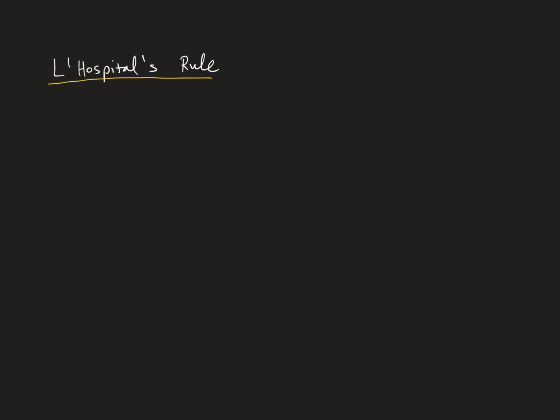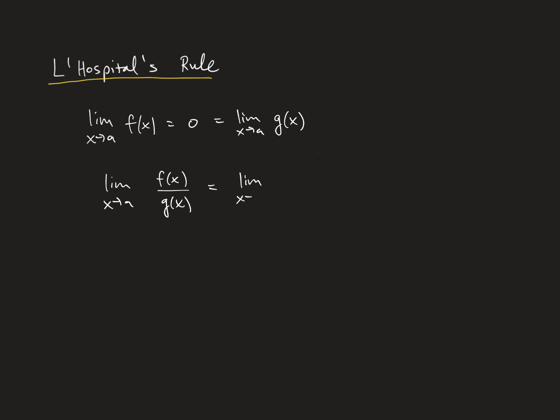So L'Hopital's rule, as you might remember from calculus, the simplest case of it, anyway, is where you have two functions which are approaching 0 when you approach some point, and then you're looking at the limit of their quotient. And basically the rule tells you that you can just replace this quotient of functions with the quotient of their derivatives.